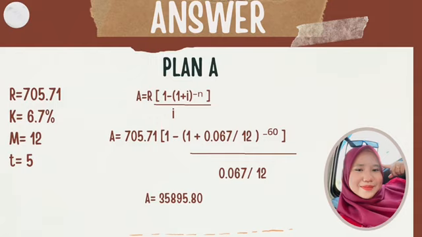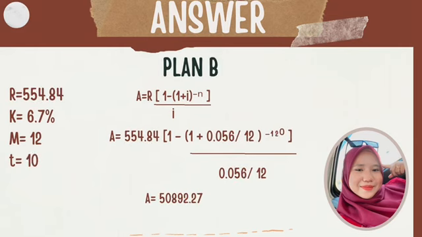Okay, for the answer, A equals 705.71, bracket 1 minus bracket 1 plus 0.067 over 12, bracket negative 60, closing bracket, over 0.067 over 12. Okay, 35895.80.